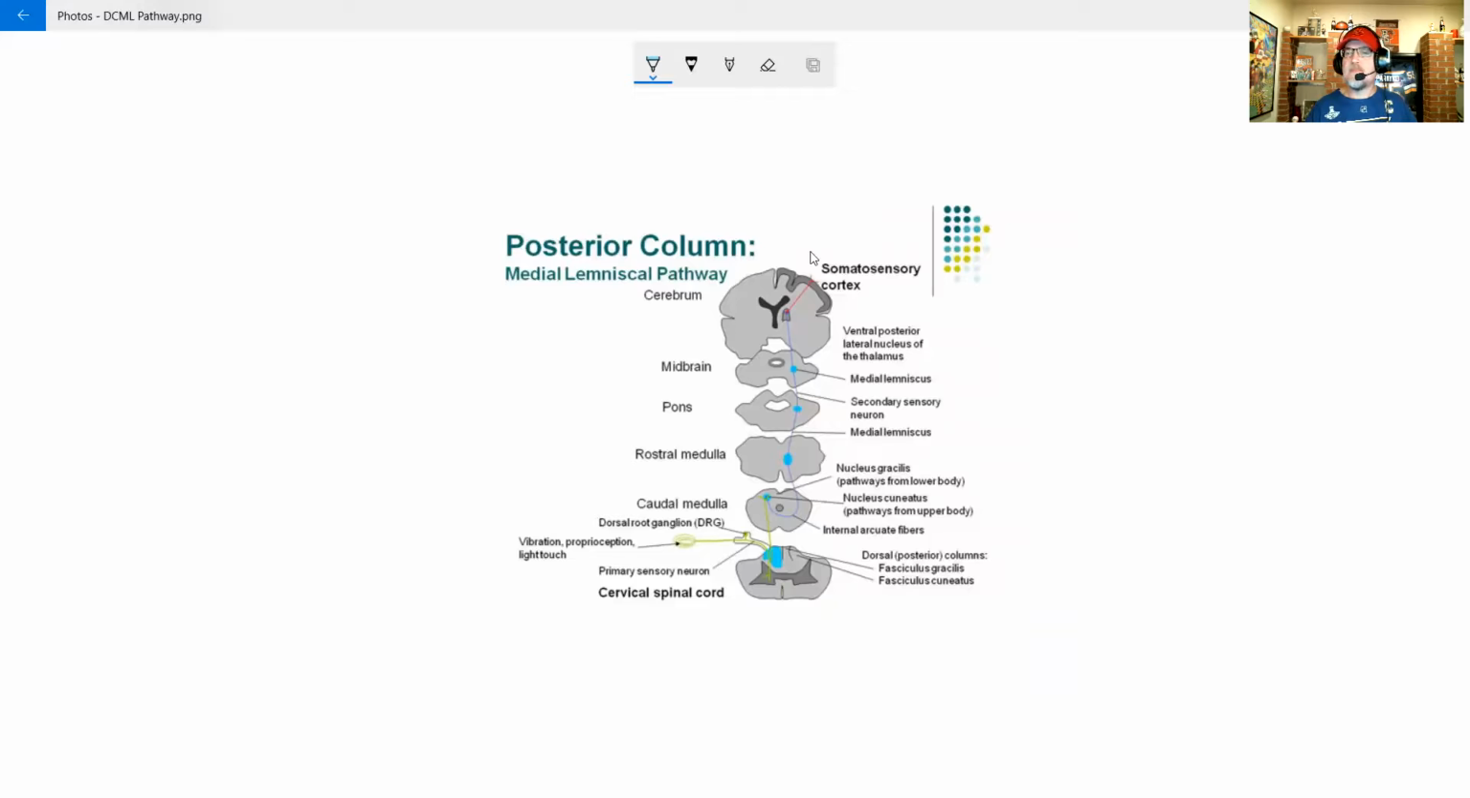the periphery right here in the form of vibration, proprioception, light touch. And that information will come into that dorsal column, come in through that afferent pathway, and then that information is immediately sent up the spinal cord. It goes right up. There's no synapse going on there at the local level.